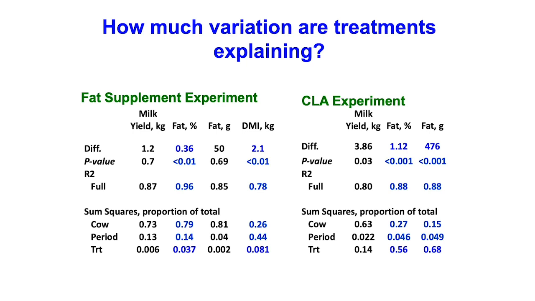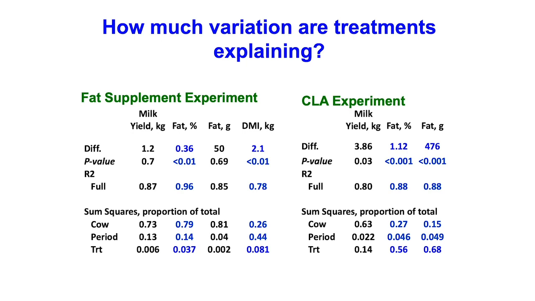I went and pulled data from two of my experiments. One's a fat supplement trial, and another is a CLA experiment. I picked the CLA experiment because this is as big of a treatment effect as we can see in production parameters, right? So it's a lot of data, but here's milk yield, the difference between our treatments, the p-value of that difference, and the r-squared of our full model.